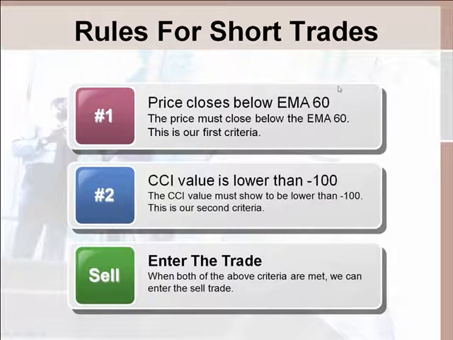We need two different criteria to be met to enter a trade with this system. The first thing we're going to look for, we want the price to close below the EMA 60. And when you're starting with this system, you should be trading the daily charts, as I said in the last video. So if you don't already have a daily chart, you should open one now. And on that daily chart, we want the price to close below EMA 60. That's our first criteria. And then our second criteria is that the CCI value is lower than minus 100. If both those criteria are met, we can then enter the trade.